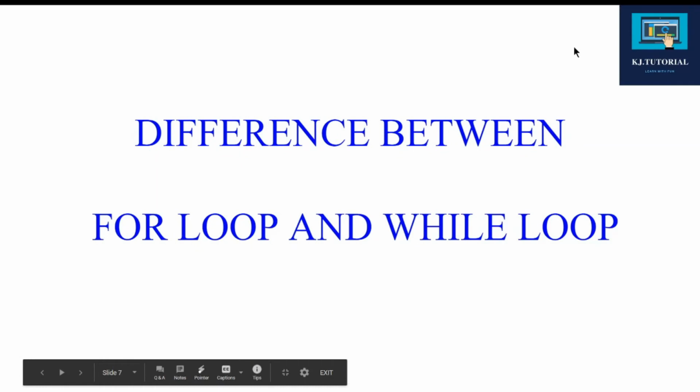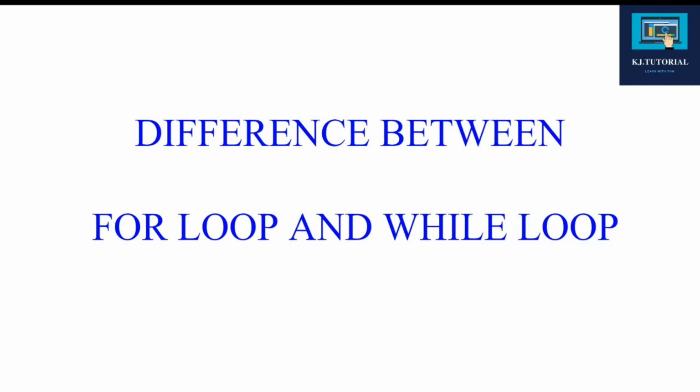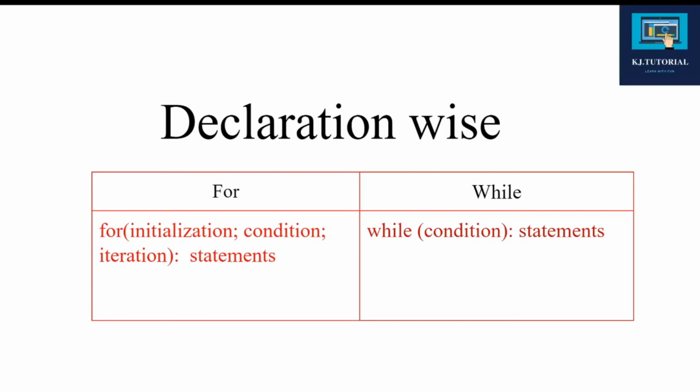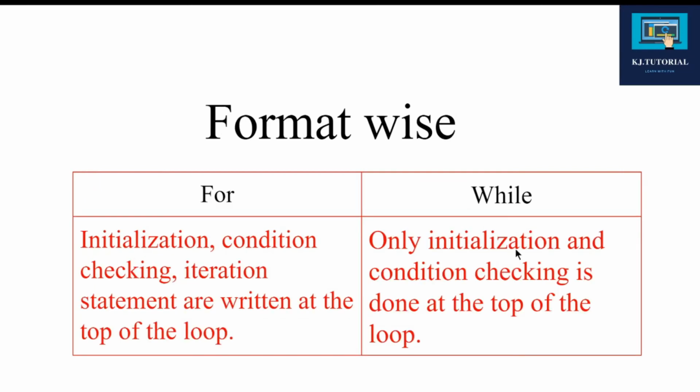But then what is the difference between for loop and while loop? If we check declaration wise, the for loop declaration happens like for initialization, condition, iteration, and then with indentation gap the statements, and the while loop is while condition and then statements. If we check format wise, in for loop the initialization, condition checking, and iteration statements are written at the top of the loop, but in the while loop only initialization and condition checking is done at the top of the loop.